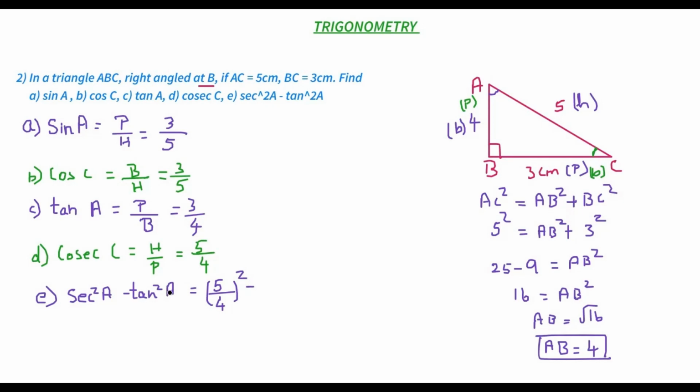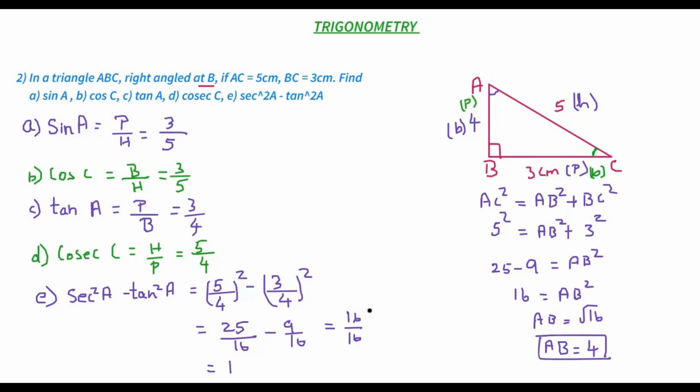What is the formula for tan? Perpendicular by base. Already we have found tan here, so you can directly write it from there. So it is 3 by 4 the whole square. Now when you square this, we get 25 by 16 minus 9 by 16. Since these two are like fractions, we can directly subtract. So 25 minus 9 is 16, so 16 by 16. So the answer is 1.